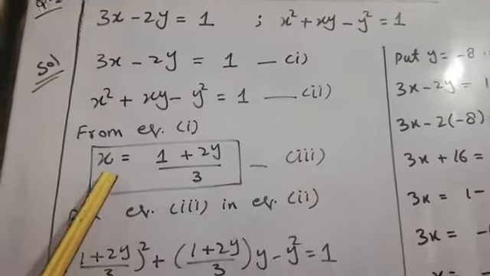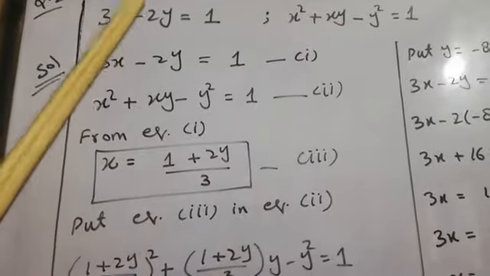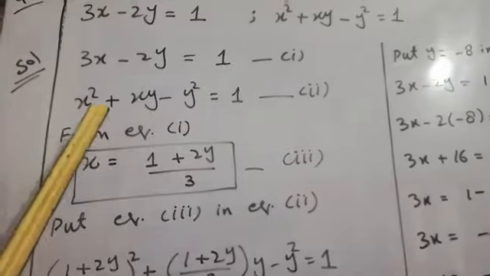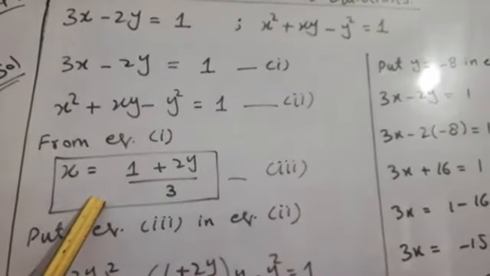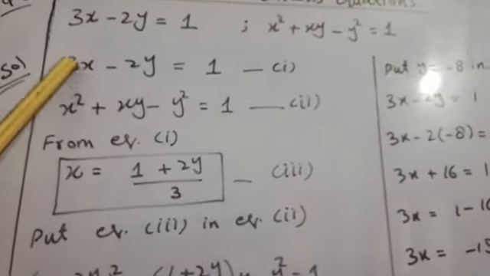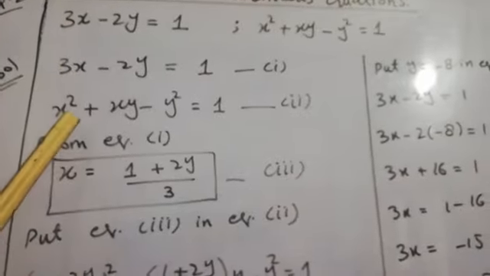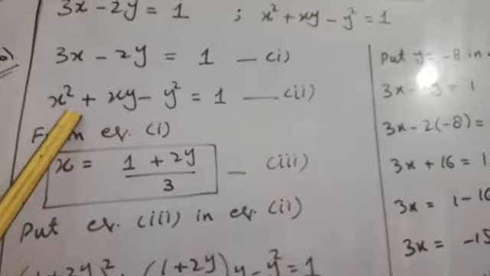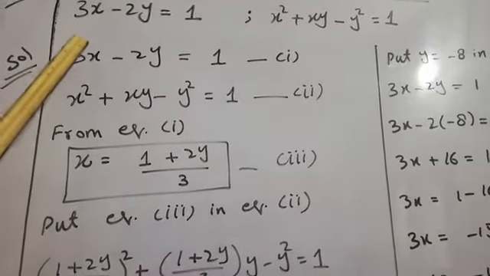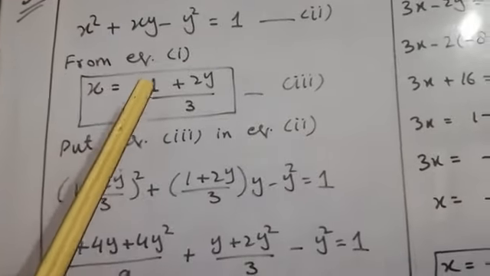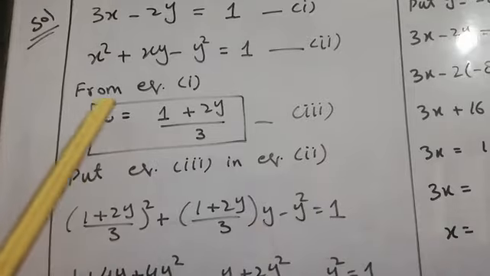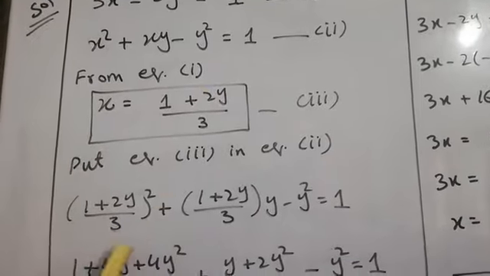We have derived equation number 3 from equation 1, so we will put this equation in equation 2. Remember this point, this is a very important point. If we derive equation number 3 from equation 1, then we will put it in equation 2. And if we derive equation 3 from equation 2, then we will put it in the other equation. So put equation number 3 in equation number 2.